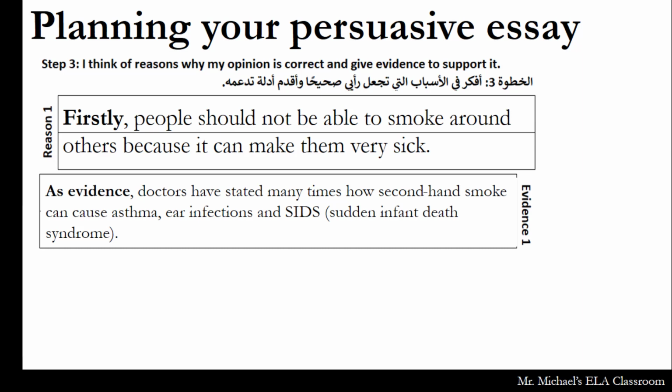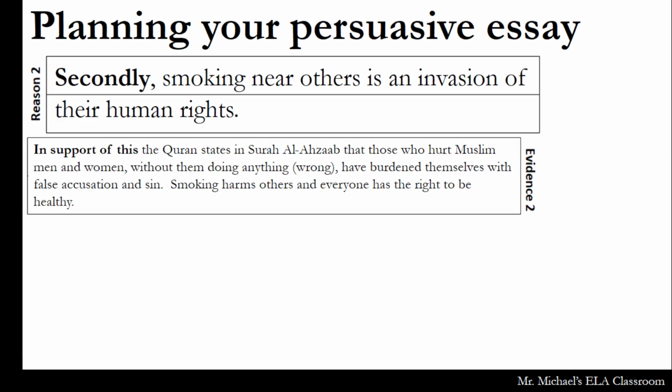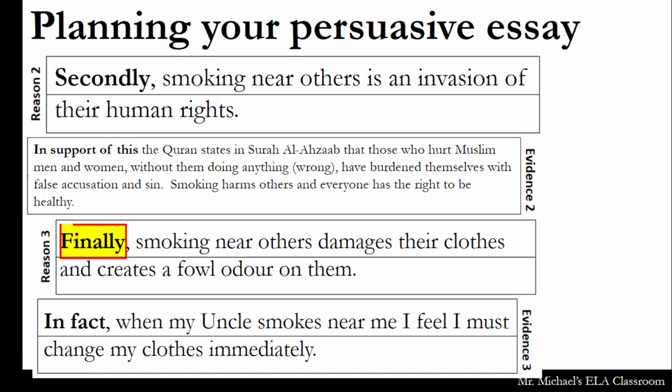So now I've planned my first paragraph of the body. This is very simple now. I just have to put those two together to produce a paragraph. So reason two, secondly, transition word in support of this persuasive phrase. And then finally, transition word, there's my reason. And then in fact, persuasive phrase, and my evidence.